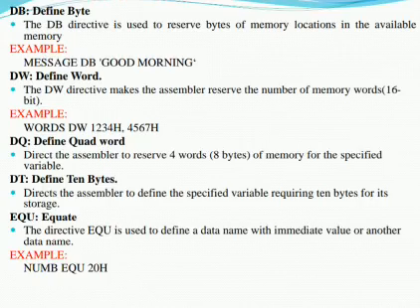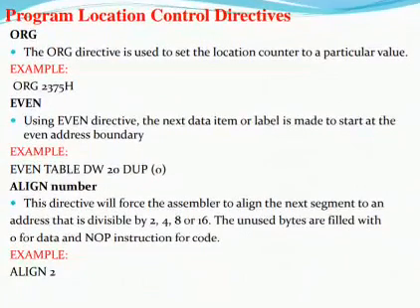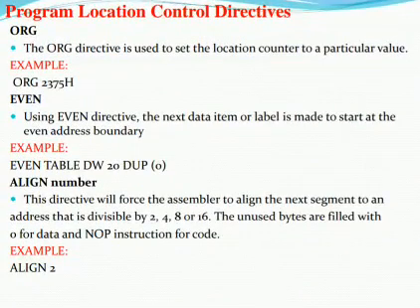The next classification is program location control directives. The first directive is ORG. The ORG directive is used to set the location counter to a particular value. See the example ORG 2375H, that is, the counter starting address is indicated as 2375H.